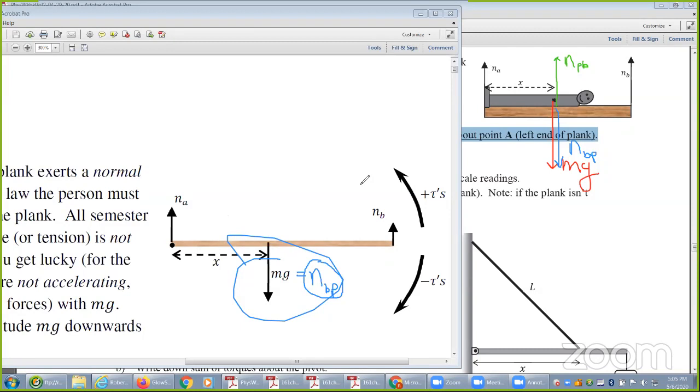Sometimes with boxes and elevators, the normal force was not equal to mg. Do you remember that? When you had an elevator and there's multiple boxes, sometimes N is equal to mg plus ma or something like that, or mg minus ma, depending.